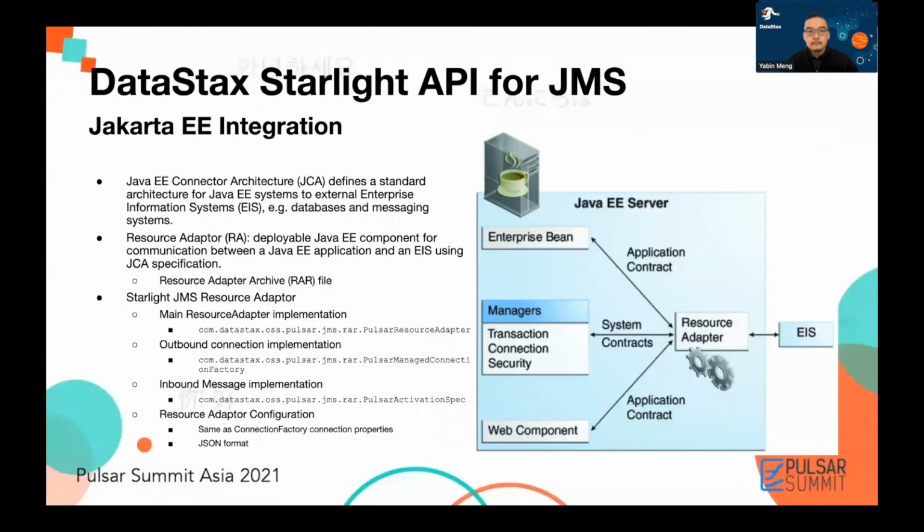The Starlight JMS API can be created as a resource adapter as a part of the Jakarta EE environment. By deploying this resource adapter in this environment, it allows the enterprise message beans to be able to talk with the Apache Pulsar natively.